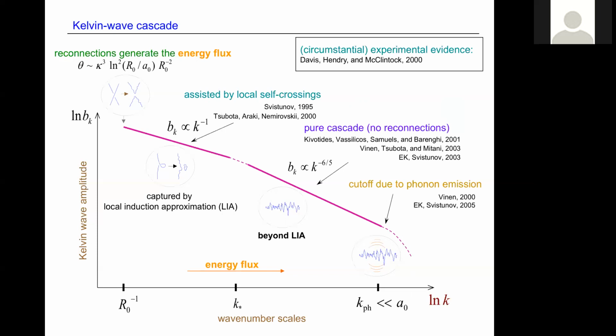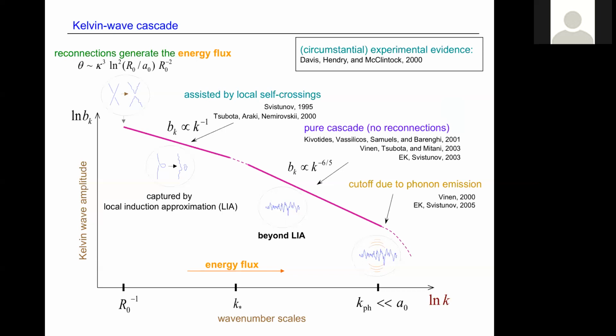There's an exact solution, in fact, because up to the local induction approximation with this large logarithm, you can write down an exact solution that demonstrates how the Kelvin waves emerge in the reconnection. And then at the smaller scales, the Kelvin waves cannot decay to even shorter length scales, so they accumulate there due to reconnections.